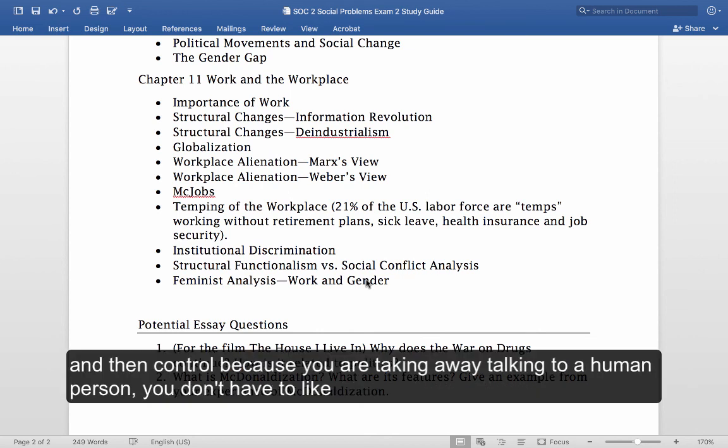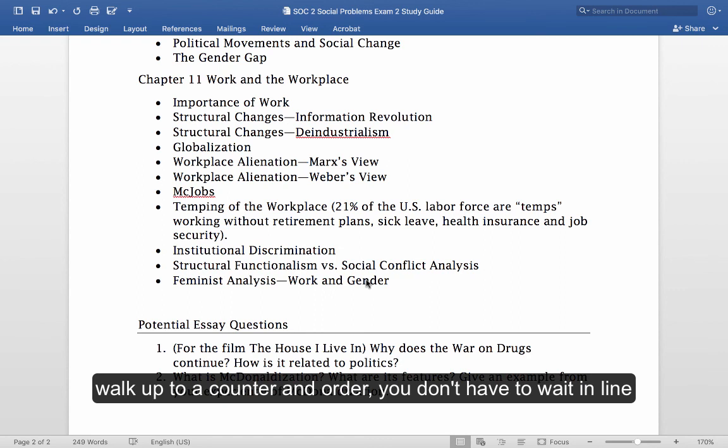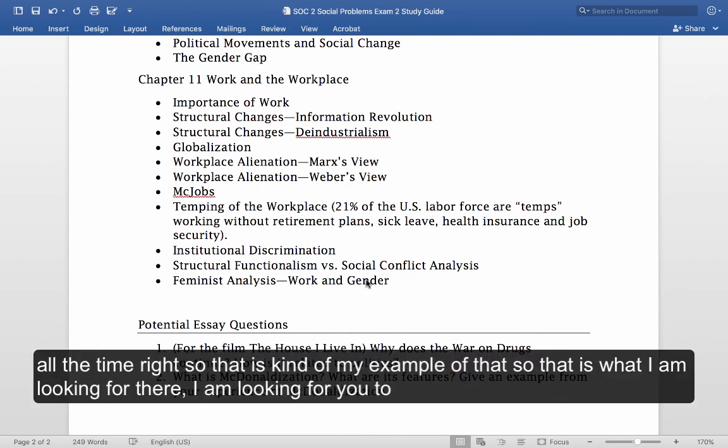And then control, because you're taking away talking to a human person. You don't have to walk up to a counter and order, you don't have to wait in line, right? It's just through a computer so they can pay fewer people, they can give people fewer jobs, so that we can have the convenience of carrying around a food app in our pocket all the time, right? So that's kind of my example of that. So that's what I'm looking for there.